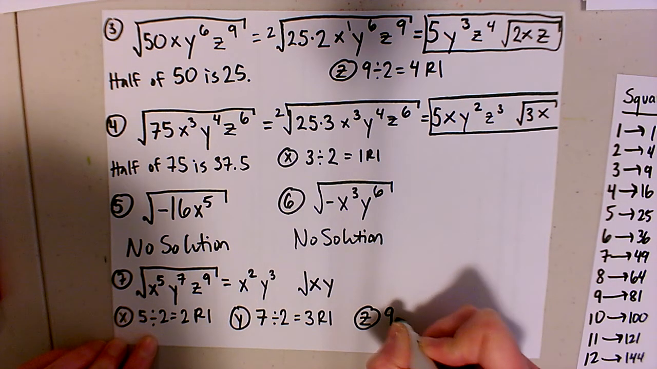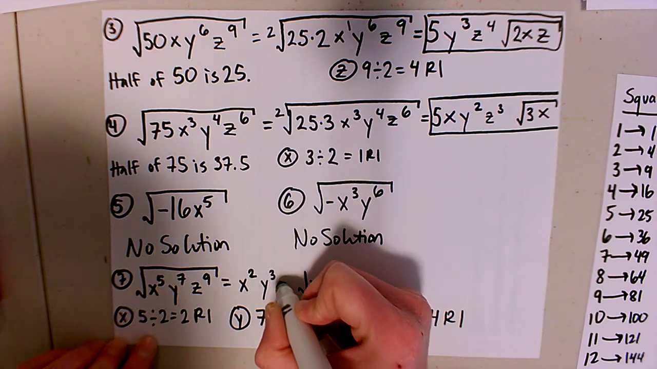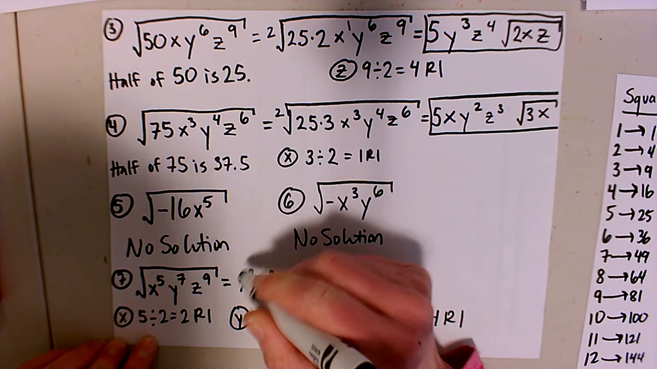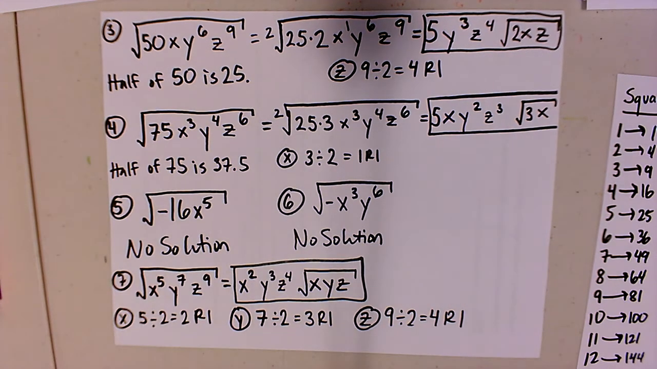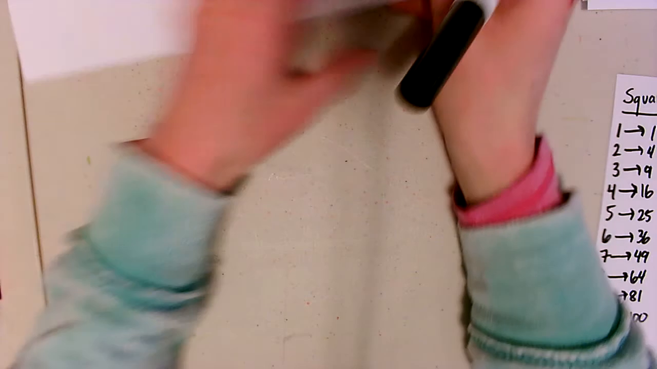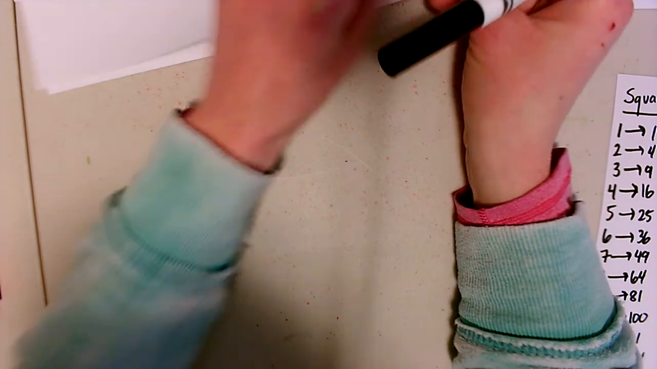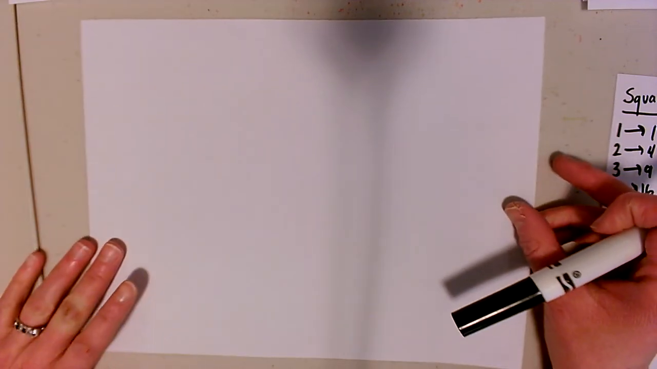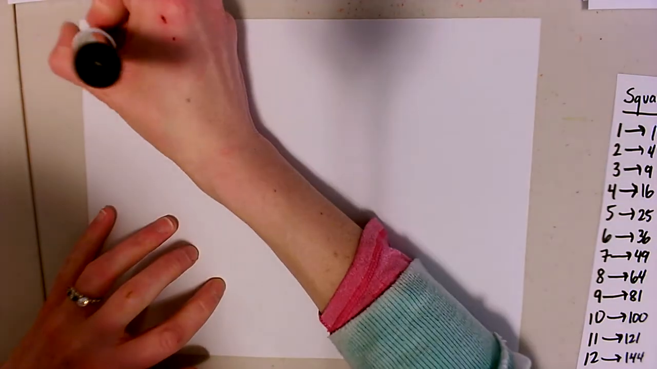And then for z, I'll do 9 divided by 2, which is 4, remainder 1. So then I'll have a z to the 4th on the outside and a z to the 1 on the inside. And you've dealt with everything, and that's your answer. Okay, so going on to number 8. So for number 8 and 9, I don't know why they included those in this section, but those are perfect multiples of 2, so we can go through those really quickly.